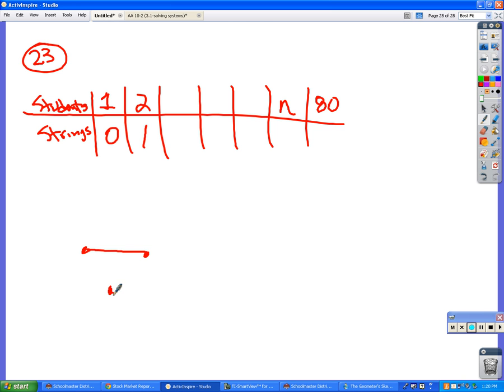If there's 2 students, how many pieces of string do you need? 1. If there's 3 students, how many pieces of string do you need? 3. It's a triangular number thing, yes. Because now if I put in a 4th student, then I need a total of 6 pieces of string. So this one goes up by 1, this one goes up by 2, this one goes up by 3, so the next one's going to go up by 4.